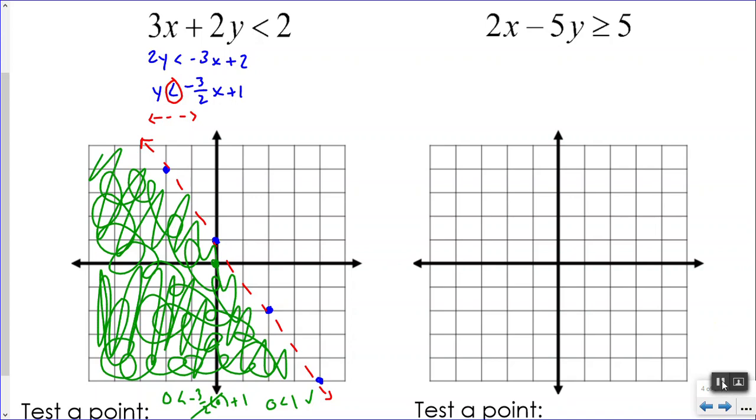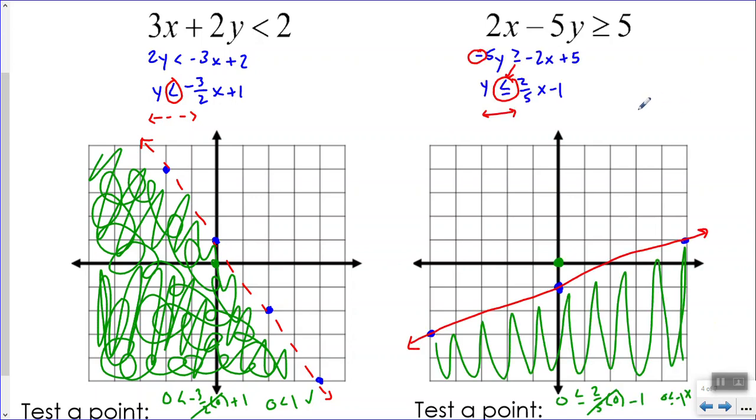Go ahead, pause the video, convert the second inequality, and then graph it. Alright, so if we look at this one, as we move terms around, we end up having to divide by -5 on both sides, which means that we have to flip our inequality symbol from greater than or equal to less than or equal to.